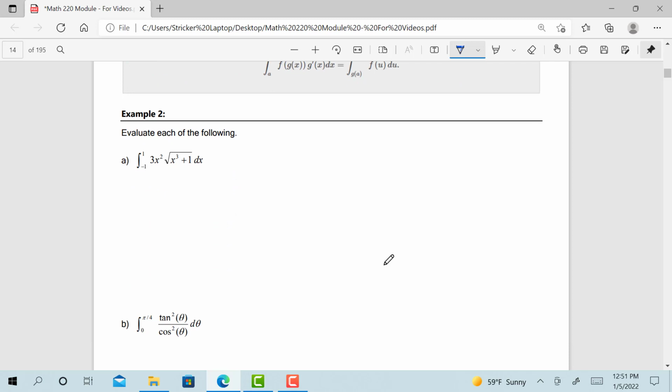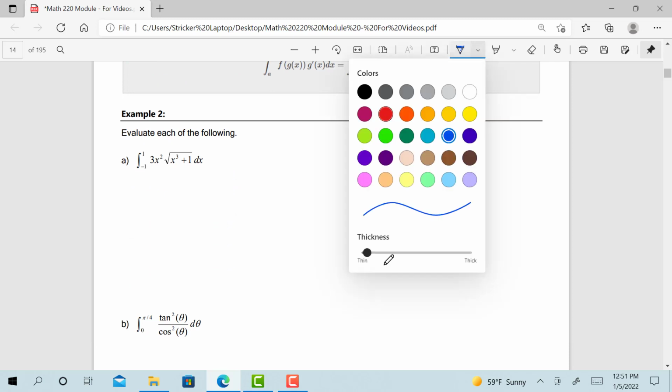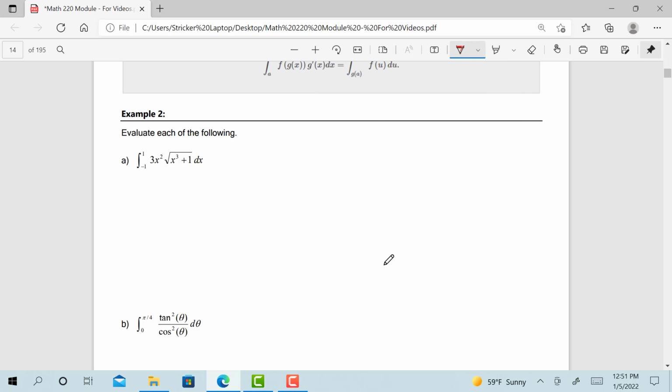So again, just like with indefinite integrals, we're going to perform our u substitution. We're going to pick that inside function. So u is equal to x cubed plus 1. And then du would be 3x squared dx. And notice that 3x squared dx is in the problem. The derivative of u needs to show up somewhere else in the problem in order for this to work out. This means then that dx is equal to du over 3x squared.